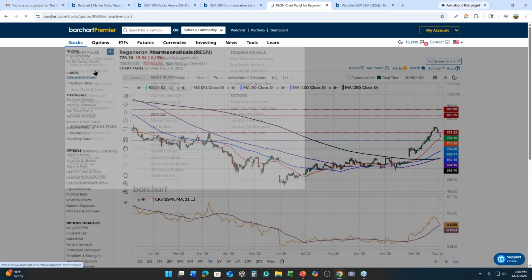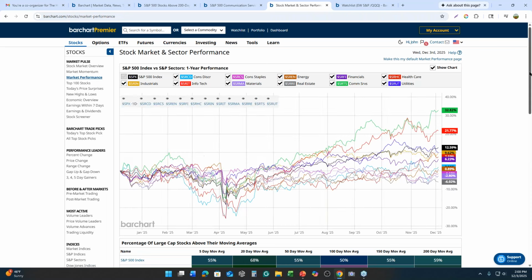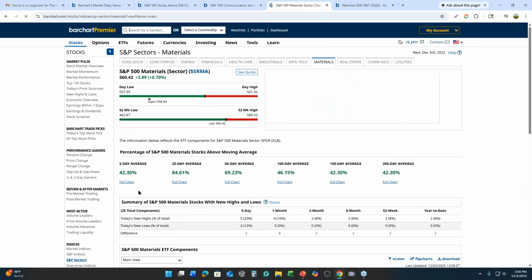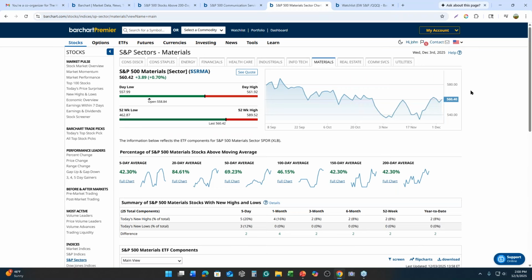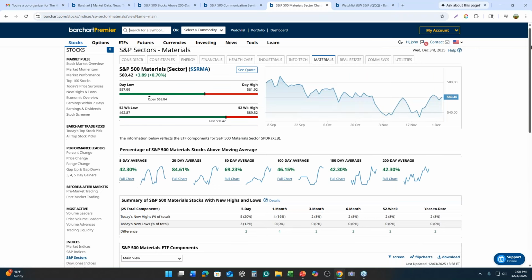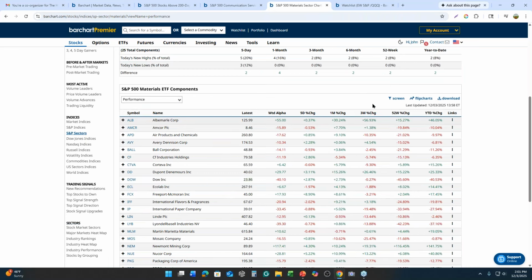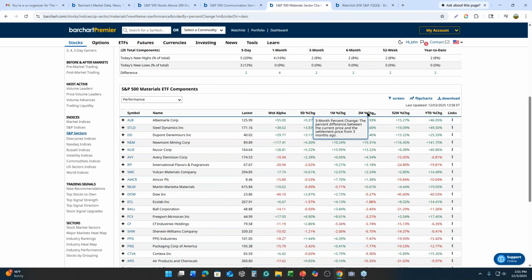So if we go into the materials space, one of the things I do is go to materials. I know that this has been a weak sector, but it's now starting to show strength, right? So I'll go into the stocks that are in that sector. I'll look at the performance. We want to see which stocks have been outperforming over, let's say, the last 1 month or the last 3 months, right? And you can see where we can find that.